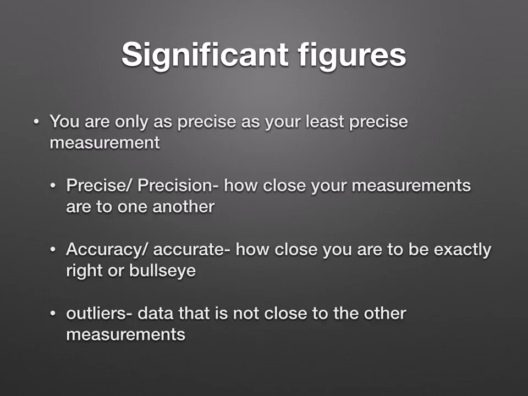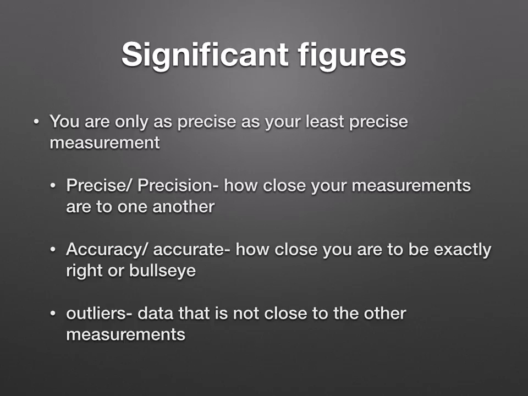Significant figures. An easy saying on this is remember that you're only as precise as your least precise measurement. So, if you're measuring with a device that only goes out to the 100th, you can only record to the 100th. Even if you have something else that's recording to the 1,000th, it doesn't matter. Your least precise is the one that records out to the 100th.